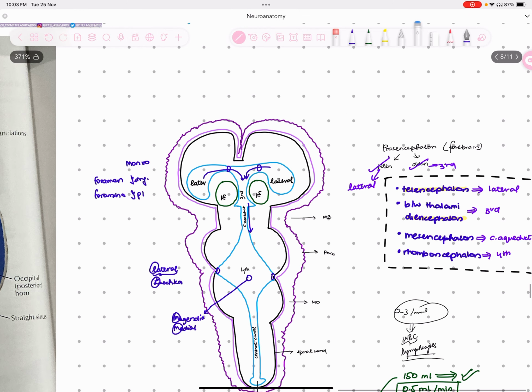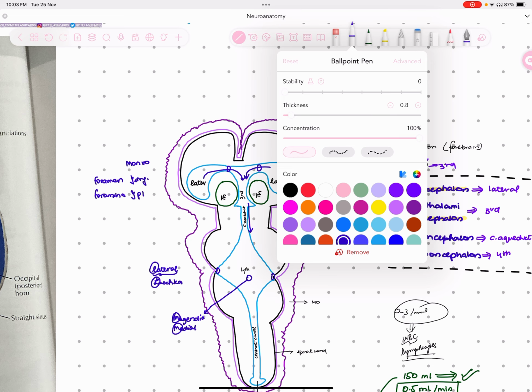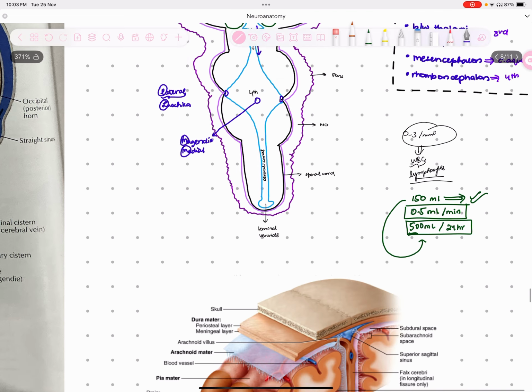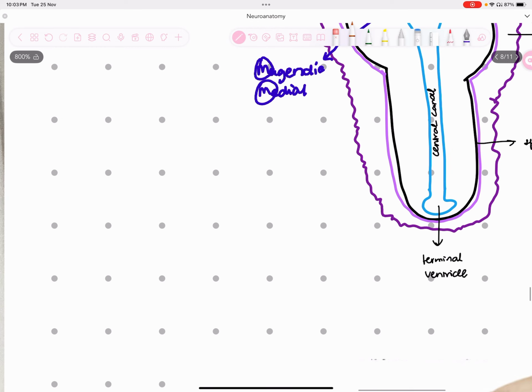Now, how is the cerebrospinal fluid made? Let's dive deep into that. Basically, you all must know that this is the brain matter, right? So this is brain matter.